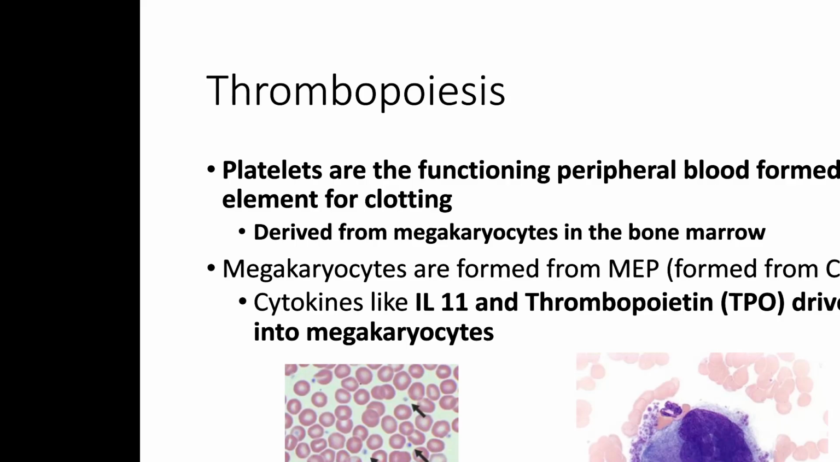Thrombopoiesis is the developing of thrombocytes or platelets. Platelets are the functioning cells in peripheral blood, formed to be able to clot things. Those come from the megakaryocytes in the bone marrow. Megakaryocytes are formed from MAPs, which are formed from CMPs, and the cytokines that drive this development are interleukin 11 and thrombopoietin.